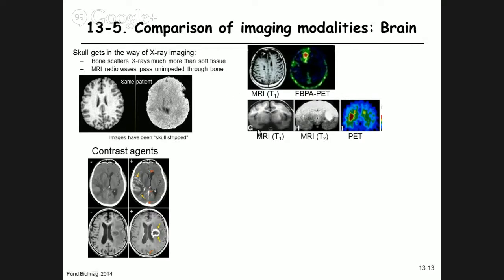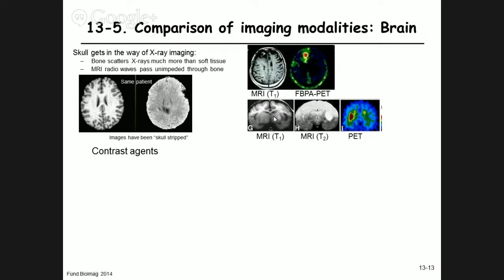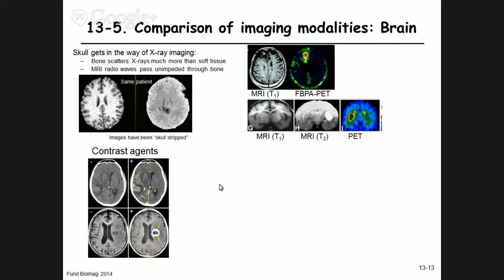This goes forward. This is the T1 weighted image. This is the T2 weighted image, and that's the corresponding PET scan. This is now a macaque, a monkey brain. Okay, here's another one.